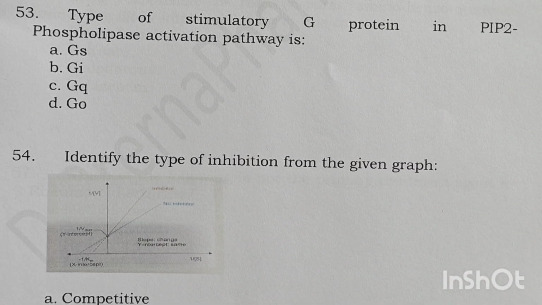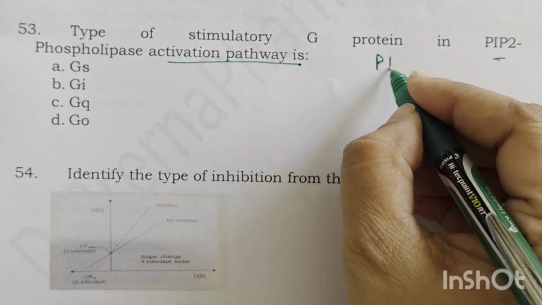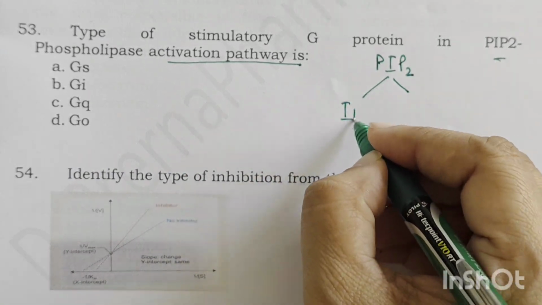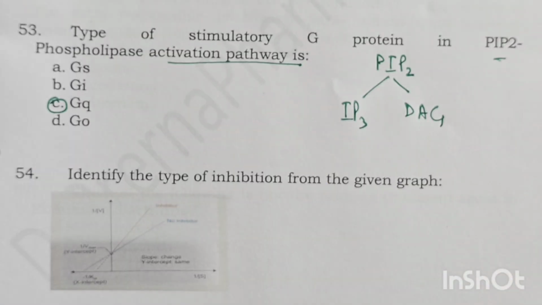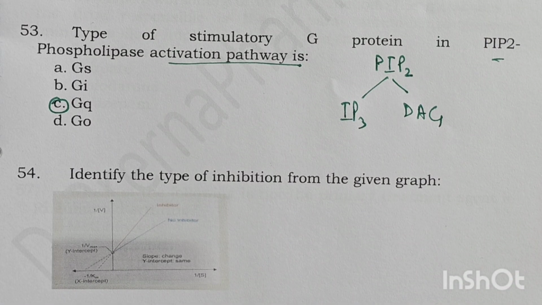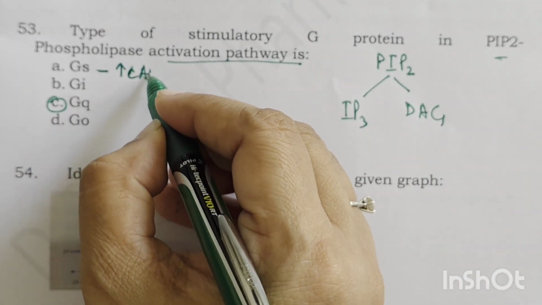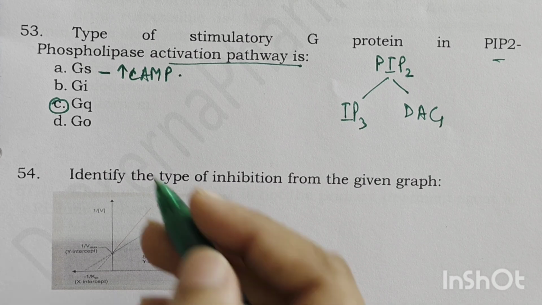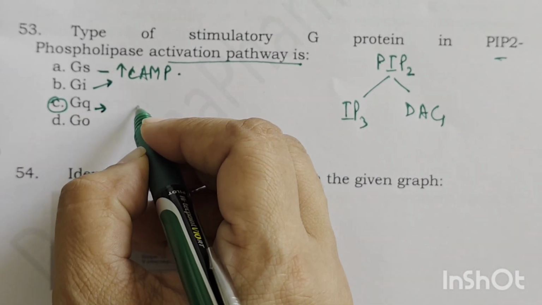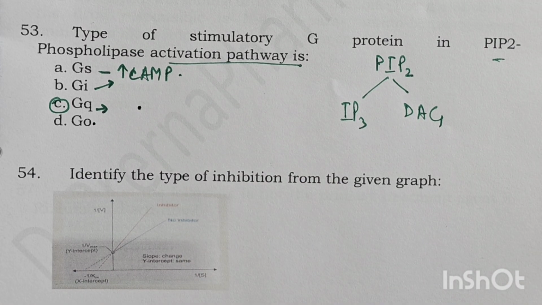The next question is about the type of stimulatory G protein in the PIP2 phospholipase activation pathway. PIP2, that means which pathway are we talking about? PIP2 gives IP3 and DAG. So this is basically mediated by GQ. Drugs bind to this receptor and this activates the G protein. GS usually increases cyclic AMP, right? It increases adenylyl cyclase, which increases the cyclic AMP. GS and GI both do this. GQ acts by the IP3 DAG pathway, and GO is nothing. I don't think I've ever heard about GO, so this is nothing, right?